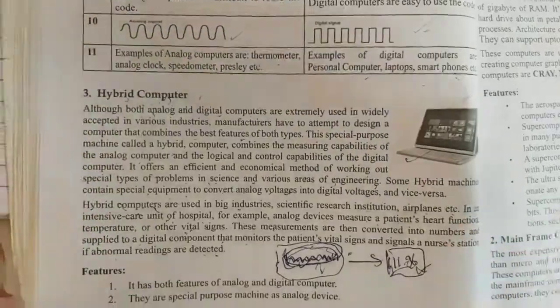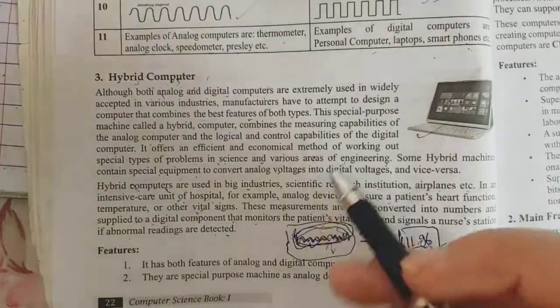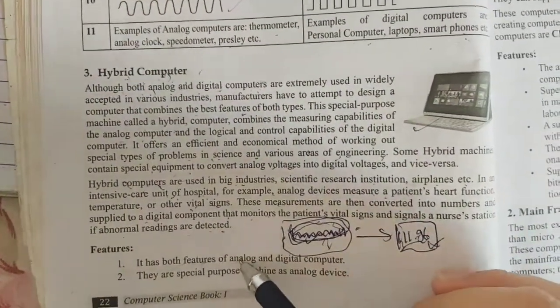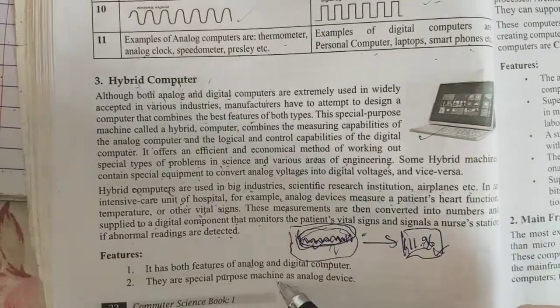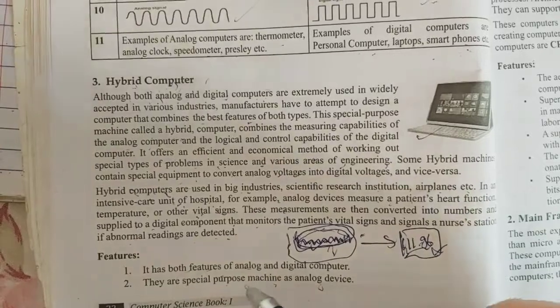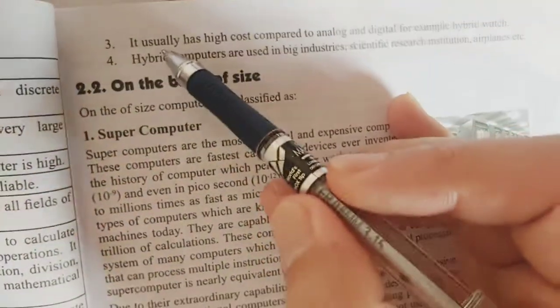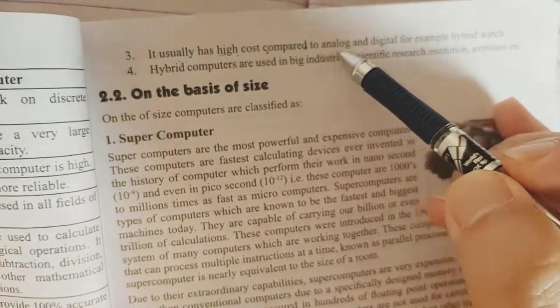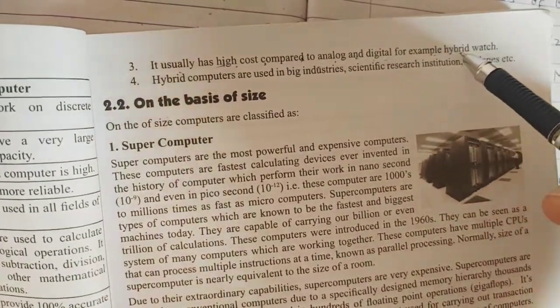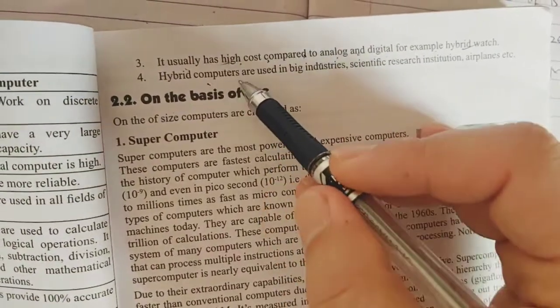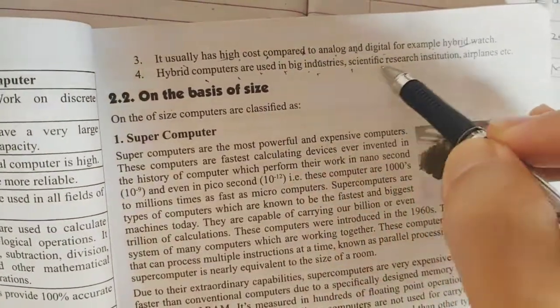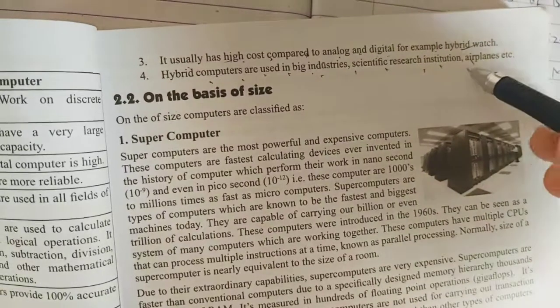Now the features of a hybrid computer. It has both features of analog and digital computers. They are special purpose machines like analog devices. It is also a special purpose computer, and it usually has high cost compared to analog and digital. For example, a hybrid watch is a very expensive computer. Hybrid computers are used in big industries, scientific research institutions, airplanes, etc.